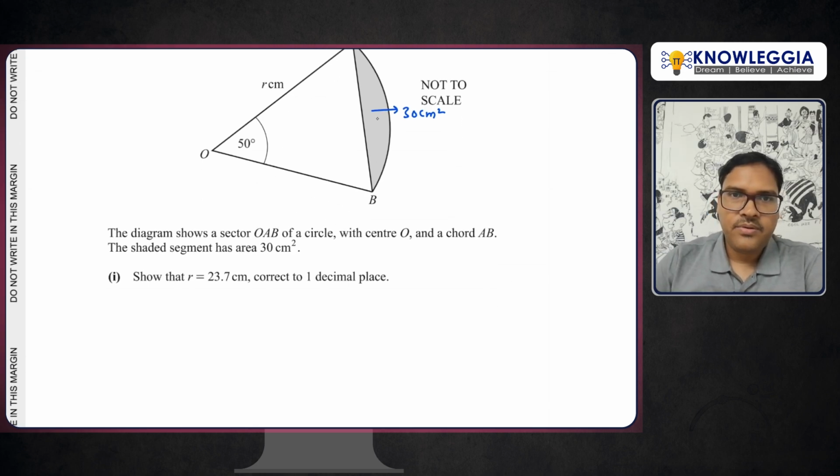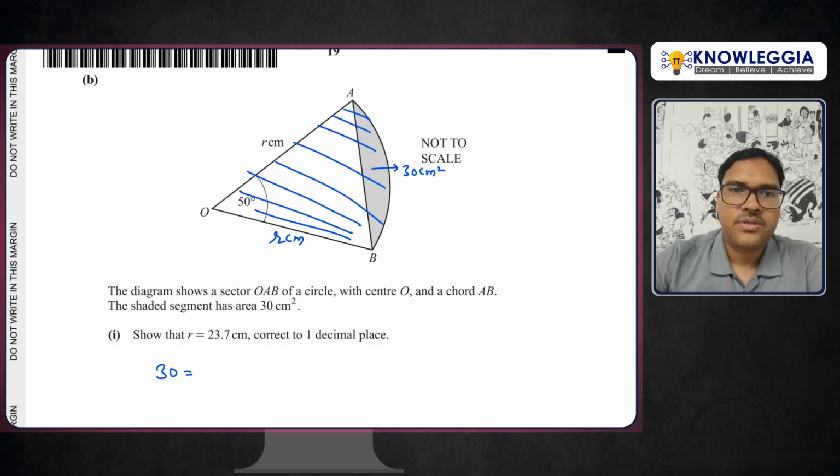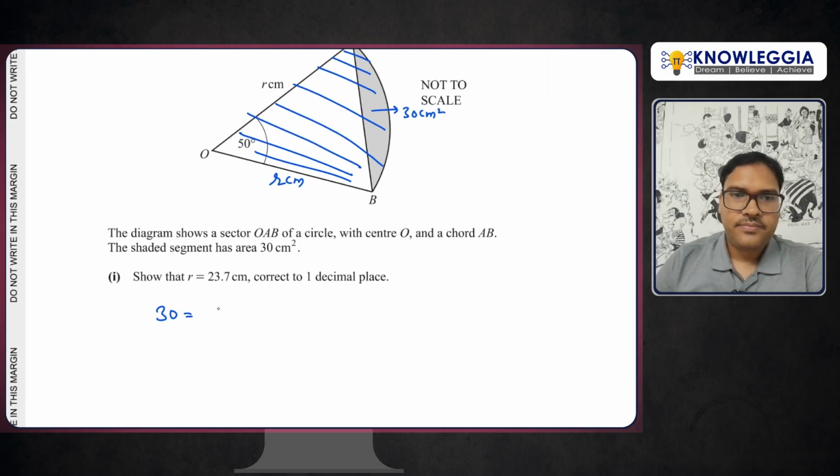In this, it is given that this area is 30. So how can you use this? You can see here, this is R. This is also R centimeters. Now, how will you write the area of this? You can say this area is equal to the area of the total sector. You can see this is the sector, and I can easily write the area of this complete sector. We know this is equal to theta upon 360 degrees into pi r squared. That is the area of this sector.